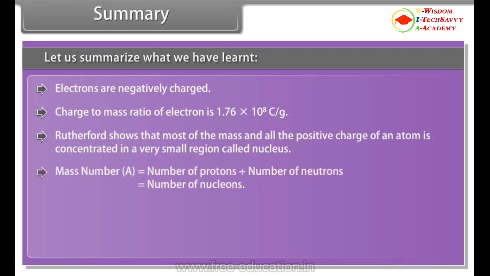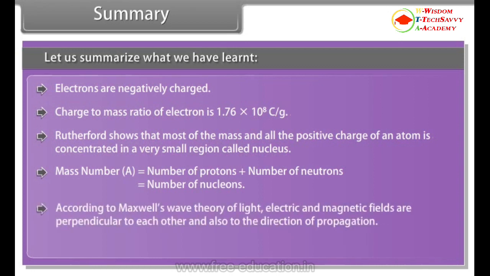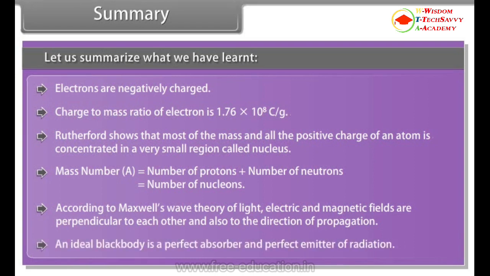Mass number A is equal to number of protons plus number of neutrons, which is equal to number of nucleons. According to Maxwell's wave theory of light, electric and magnetic fields are perpendicular to each other and also to the direction of propagation. An ideal black body is a perfect absorber and perfect emitter of radiation.